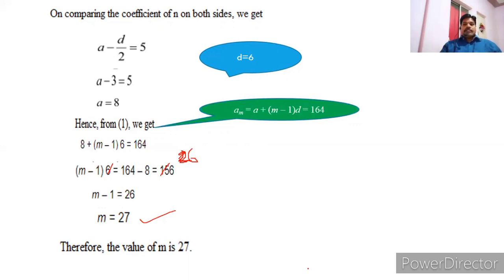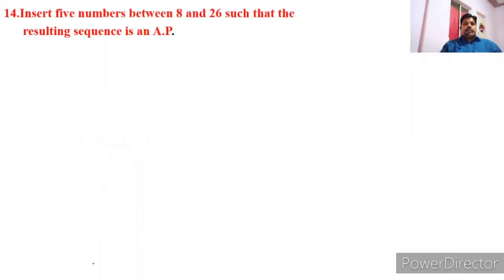See the question once again. See question number 14. So what is question number 14? See that one. Insert 5 numbers between 8 and 26. In between 8 and 26, we are inserting 5 numbers such that the resulting sequence is an AP.